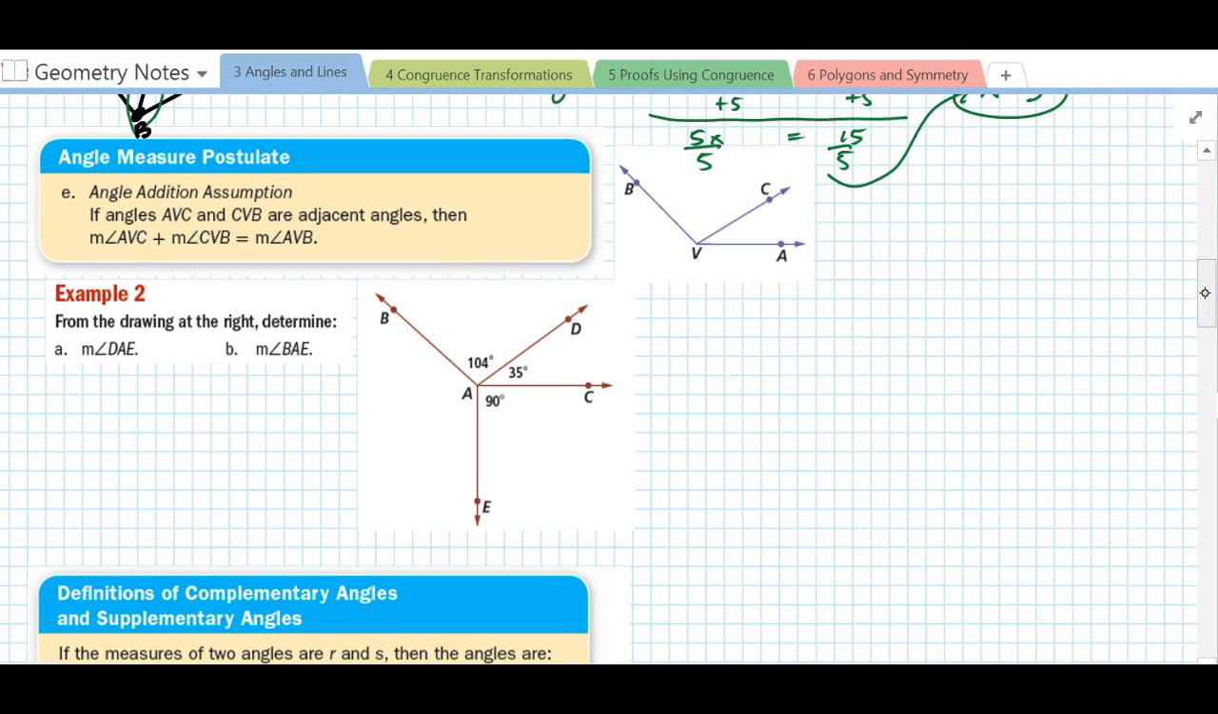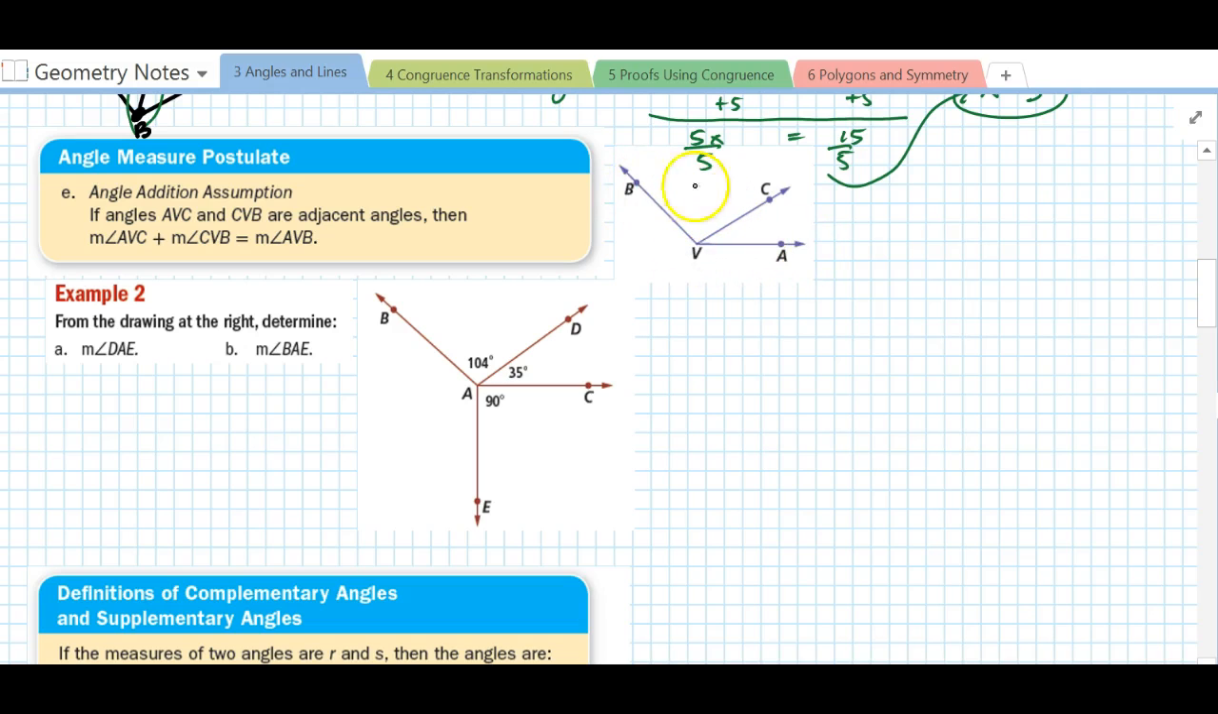Next up we have the angle measure postulate. If you have adjacent angles, then if you add them together, you'll get the angle measurement for the whole thing. We basically just did that in the problem that we were just looking at. If you're working with two angles that are next to each other and you're trying to find the big angle measure, you can just add them together.